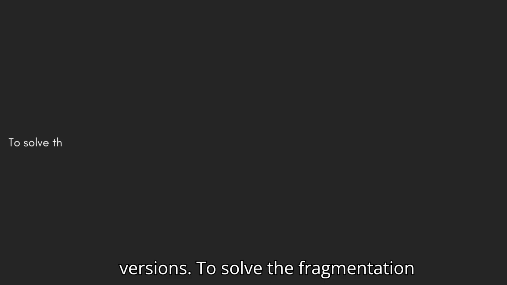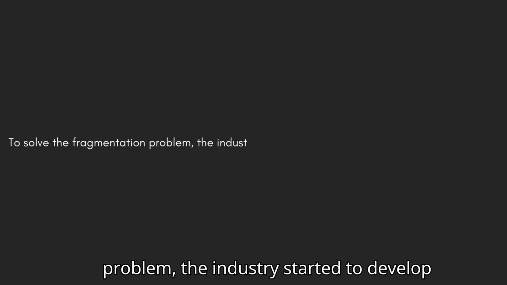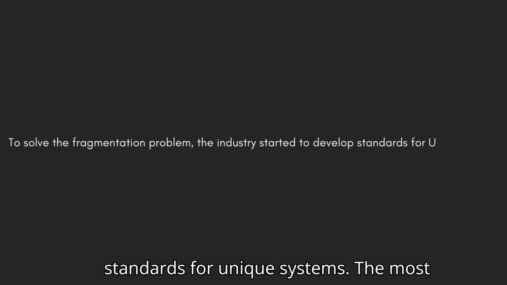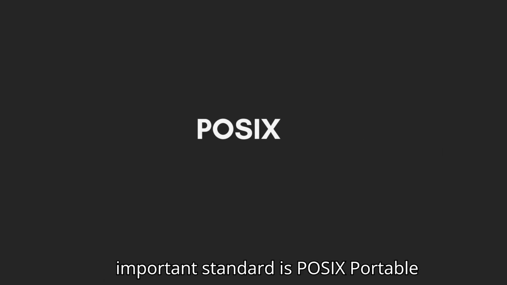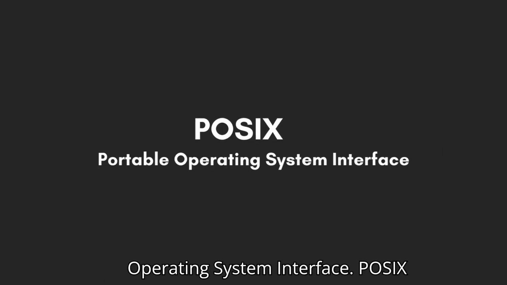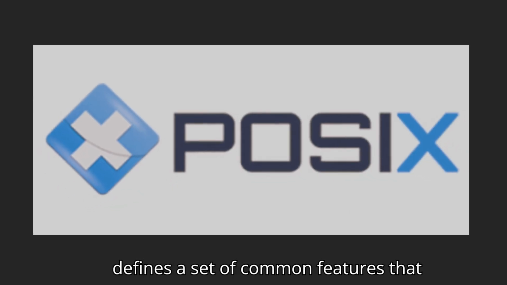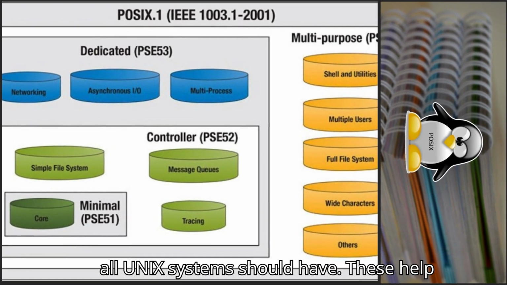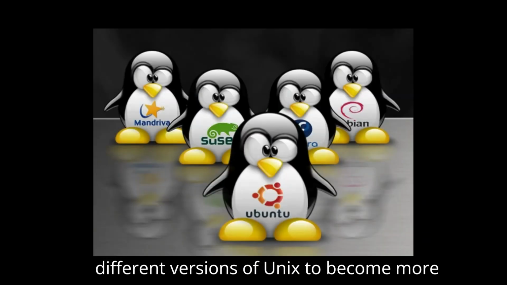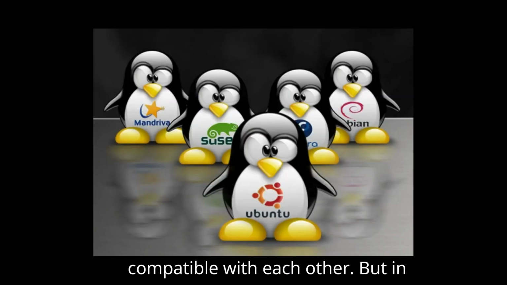To solve the fragmentation problem, the industry started to develop standards for UNIX systems. The most important standard is POSIX, Portable Operating System Interface. POSIX defines a set of common features that all UNIX systems should have. This helped different versions of UNIX to become more compatible with each other.